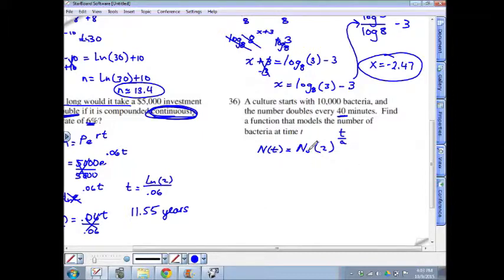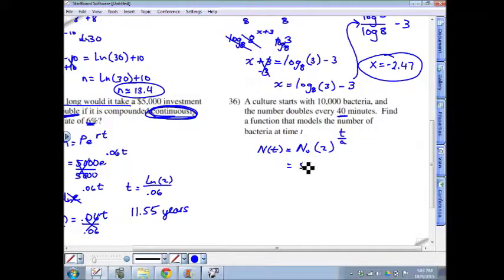is this function right here, where n sub 0 is the initial count or the initial amount. The base 2 represents that this quantity is doubling. That's what makes this an exponential function. T is the time in minutes. A is the doubling time. A is the amount of time required to double, and in this case that's 40 minutes.